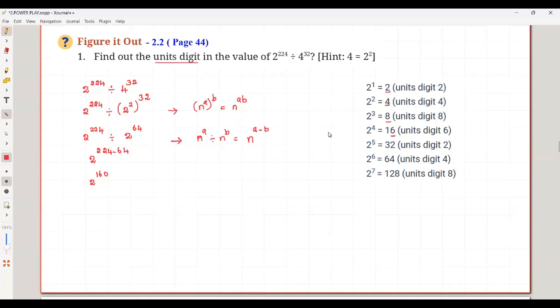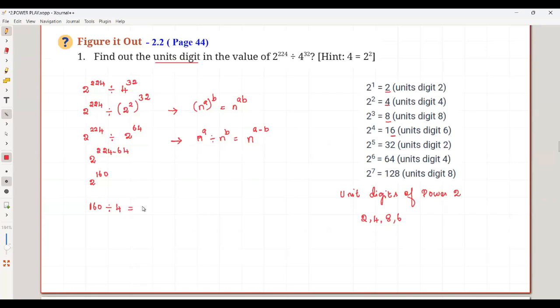The unit digits of powers of 2 are either 2, 4, 8 or 6, so in total we have 4 numbers. Therefore, for finding the unit digit of 2 power 160, I am going to divide 160 by 4. If I divide 160 by 4, what is coming?